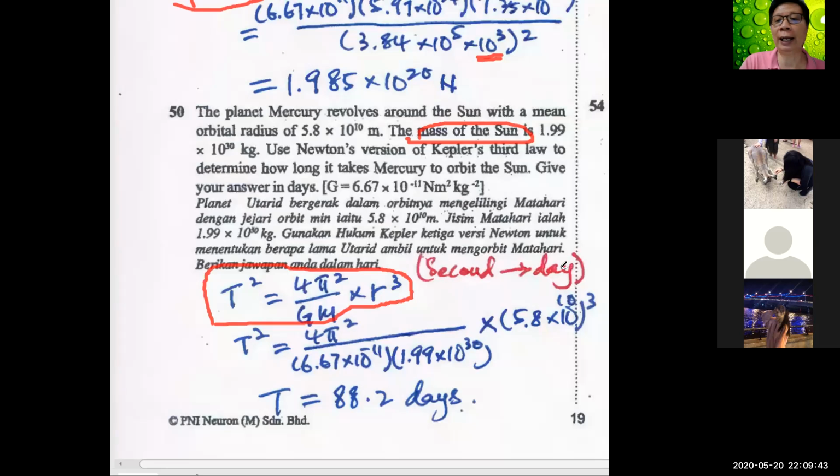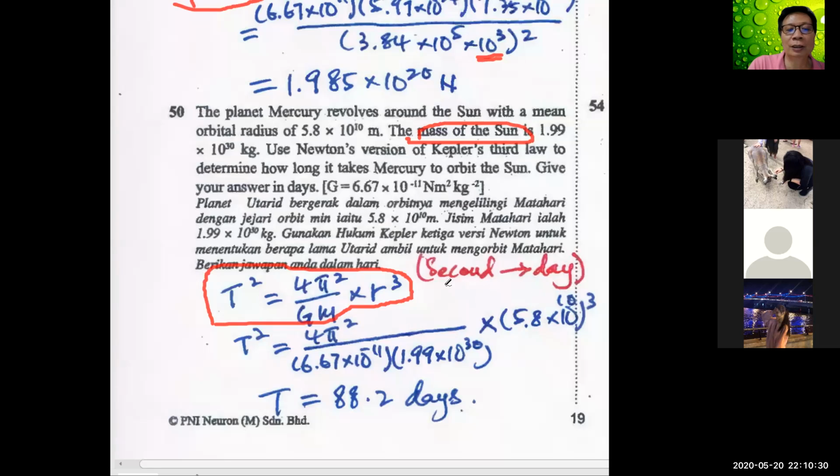How do you change from seconds to days? Can anyone tell me? How to change second to day? I put it here already. Kevin Lim, any idea how to change second to day or not? You Tong, how to change second to day? Okay, never mind, time's out.